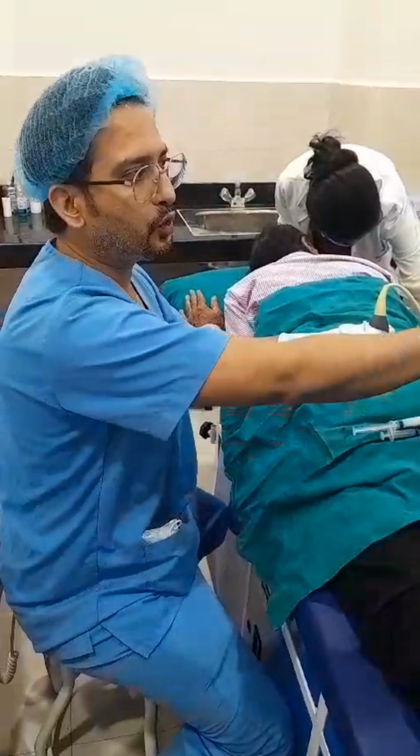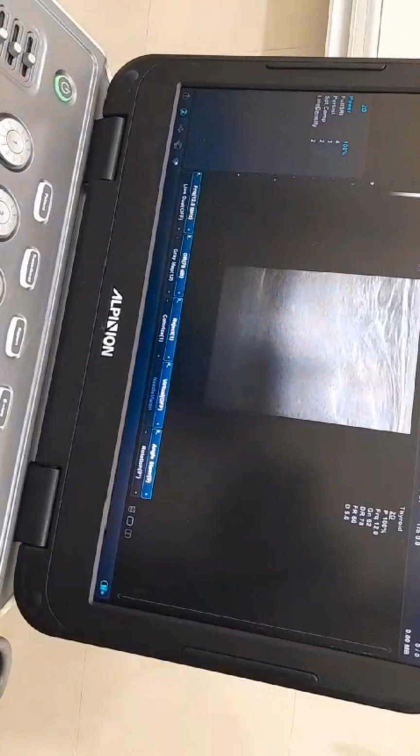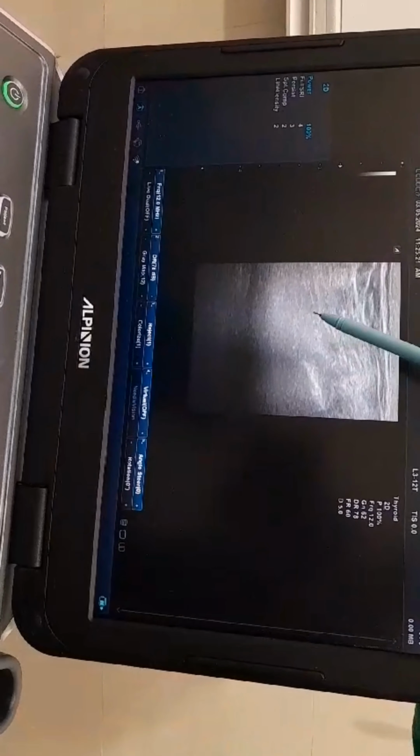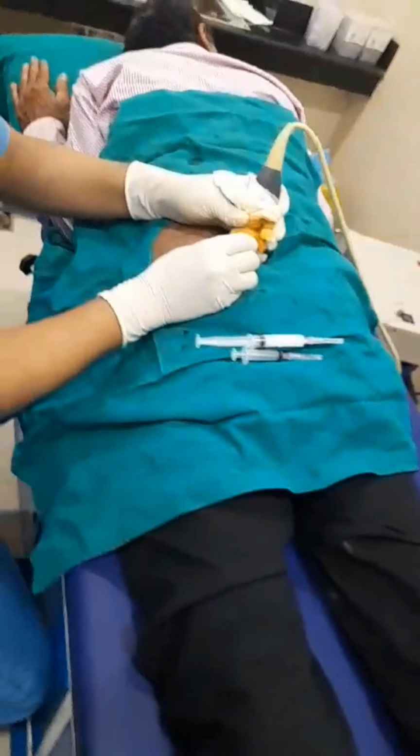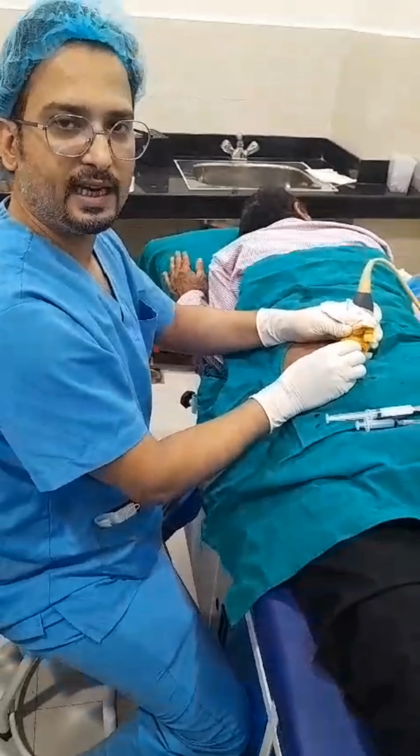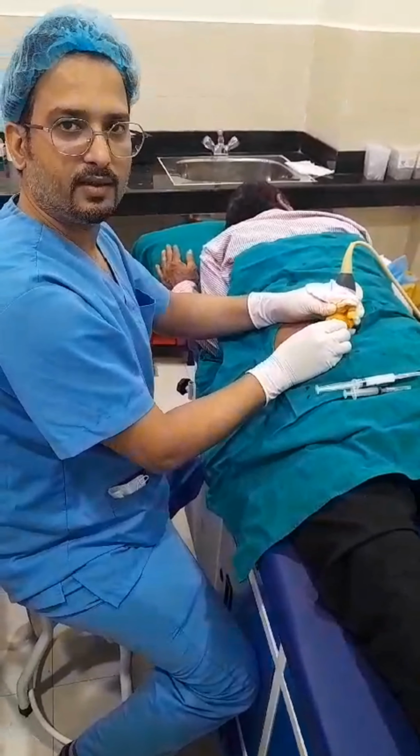Pause kar do. So as I had shown you 2 hyperechoic structures, on the right side of the screen is the medial end of the sacrum, and on the left side is the lateral end of the ilium. So I have taken a spinal 25 gauge pinky needle, and I have directed the needle into the sacroiliac joint, right?